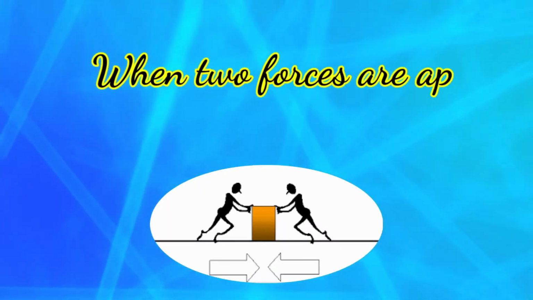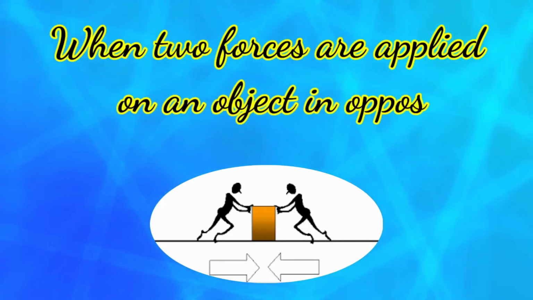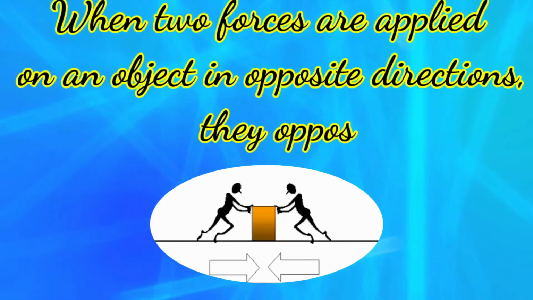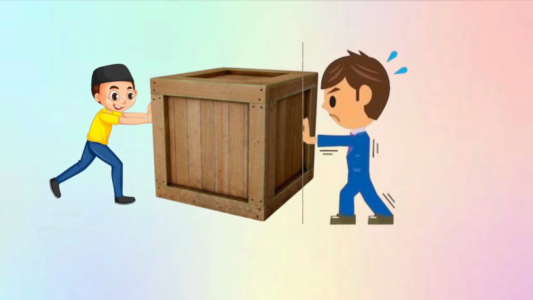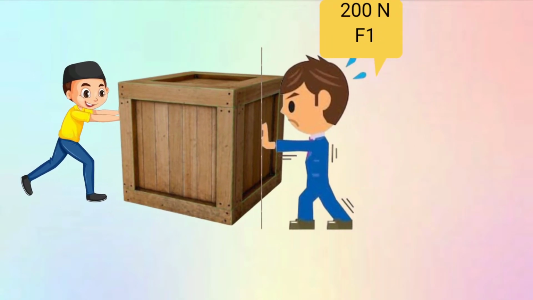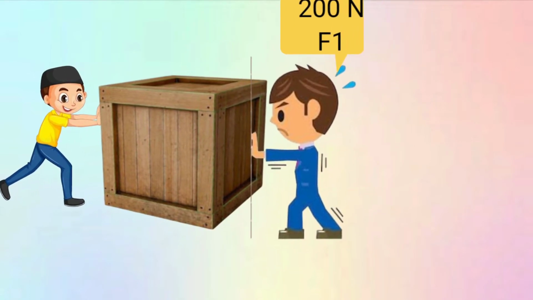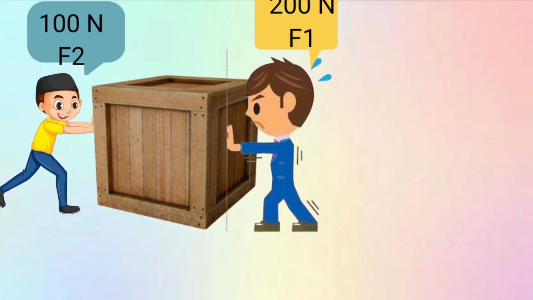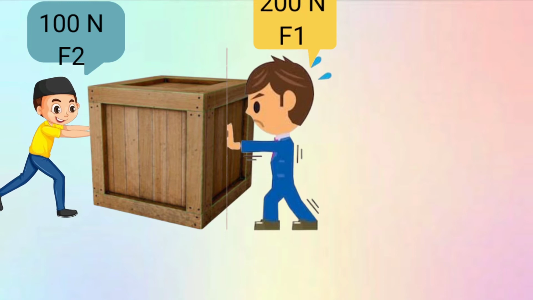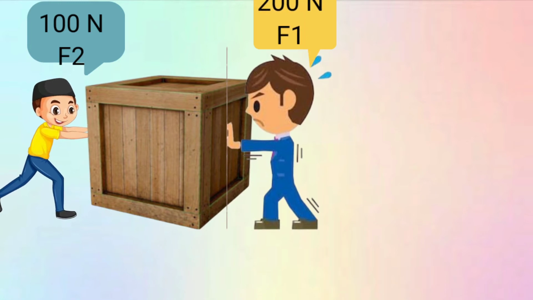Second situation, when two forces are applied on an object in opposite directions, they oppose each other. For example, the box is pushed by you with a force of 200 Newton and your friend starts pushing the box with a force of 100 Newton in the opposite direction. Does the box move? Yes, but slowly.